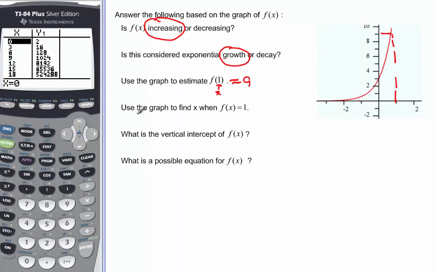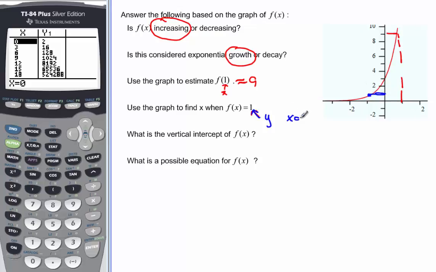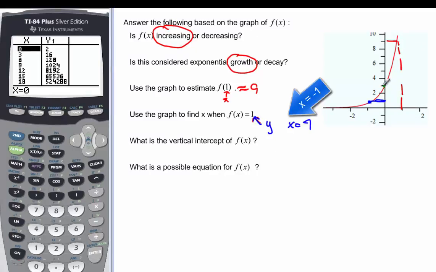Now I want to use the graph to find x when f of x is equal to 1. Well, that's this y, or this 1 is a y value. We'll change colors here. So I go to 1 on the y and go across until I hit my graph, and it's kind of hard to tell exactly, but I'm going to say that it looks like x is about negative 1. It's approximate again. Now the vertical intercept, that's easy. That's right there on the graph. We can see that one, no problem. We know that that one is 0, 3.